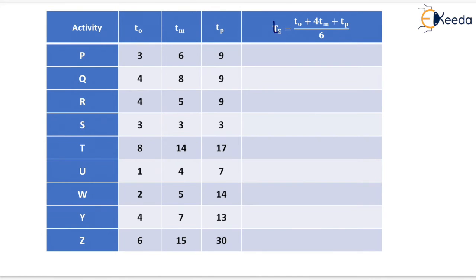Now we will calculate the activity time, that is TE, for all the activities as per T0, Tm and Tp. For P the activity time is 6, for Q it is 7.5, for R it is 5.5, for S it is 3, for T it is 13.5, for U it is 4, for W it is 6, for Y it is 7.5, and for Z it is 16, which is shown here.